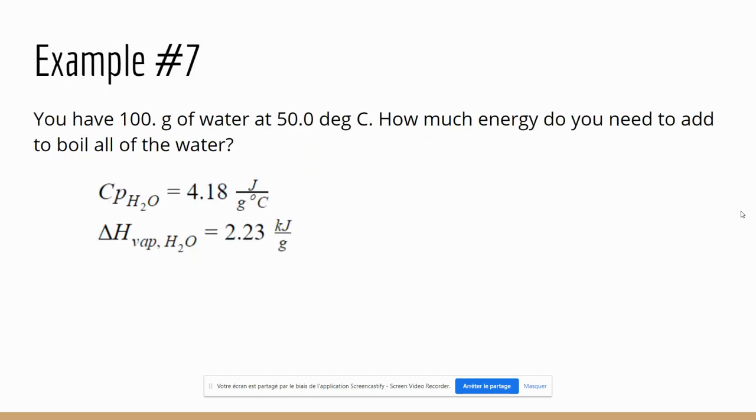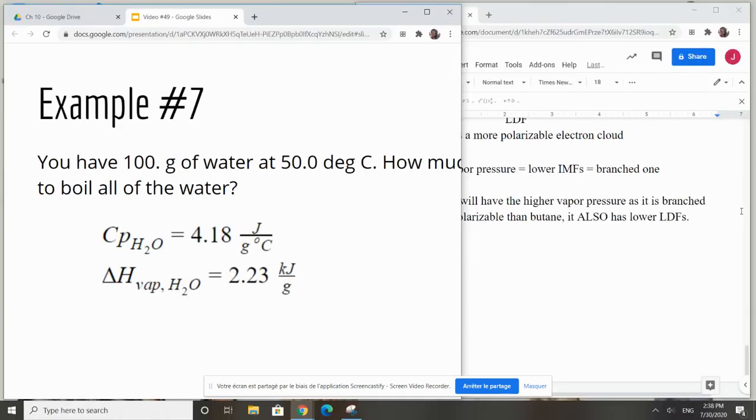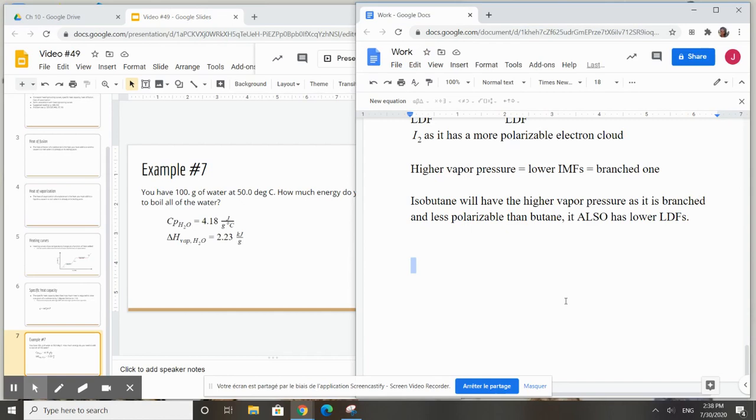Pause here. All right, I'm going to work through this. I've got 100 grams of water. It's originally at 50 degrees Celsius, and I need to know how much energy it takes to boil all of it. So there are 2 steps here. You have to think about the steps before you really do the problem. First, I have to heat that water from 50 degrees Celsius to 100 degrees Celsius.